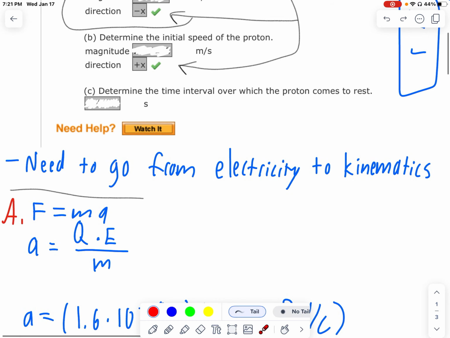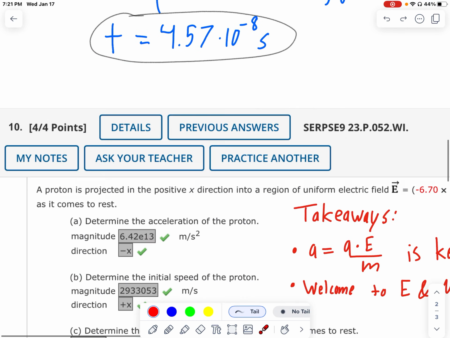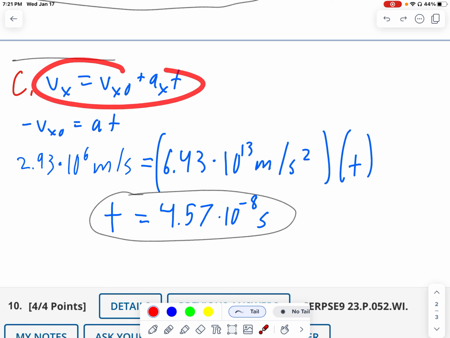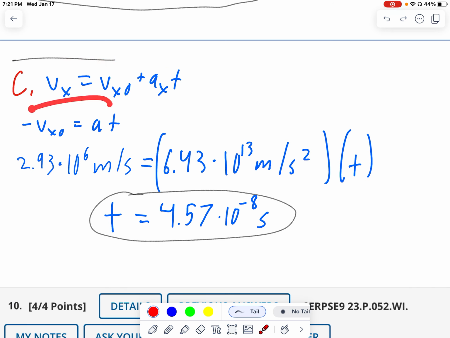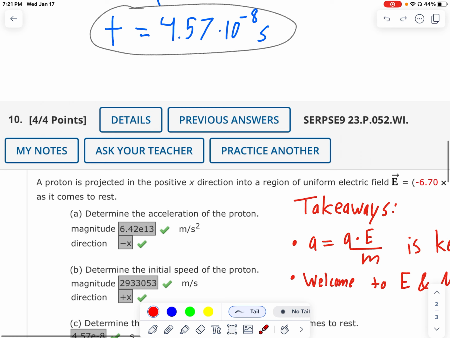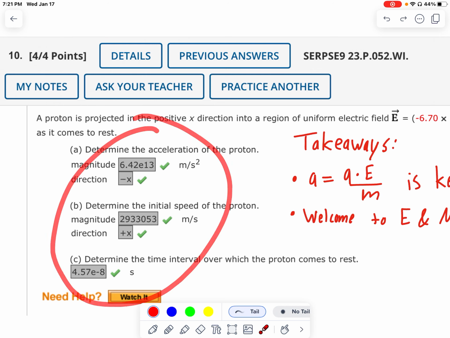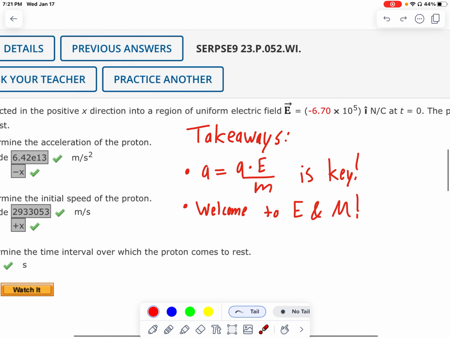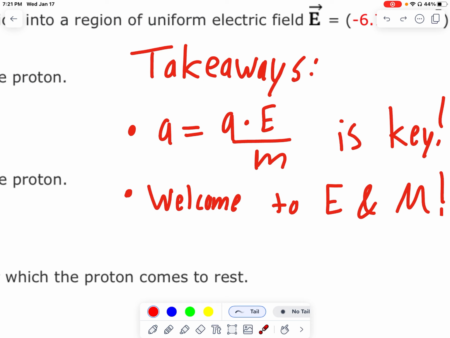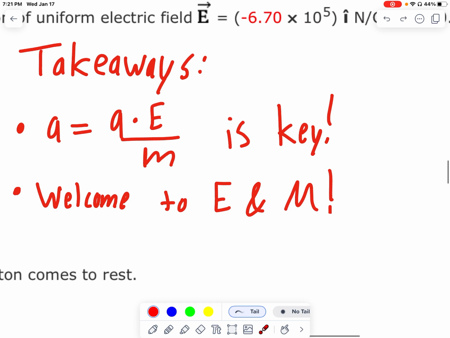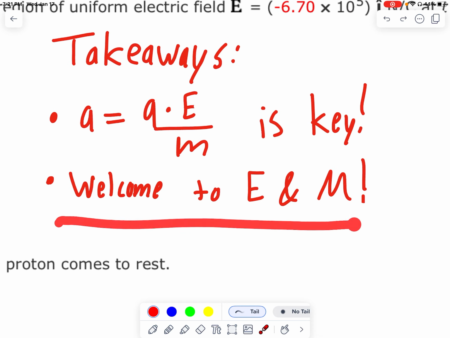All good. So then determine the time interval. Just going to go over this briefly again. Basic kinematics, basic stuff. Plug in, solve for t. t equals 4.57 times 10 to the -8 seconds. So this is a very quick motion, very quick action. And then I did check everything. So there you go. And here's some takeaways: a equals charge times electric field over m is key. And hey, welcome to E&M.